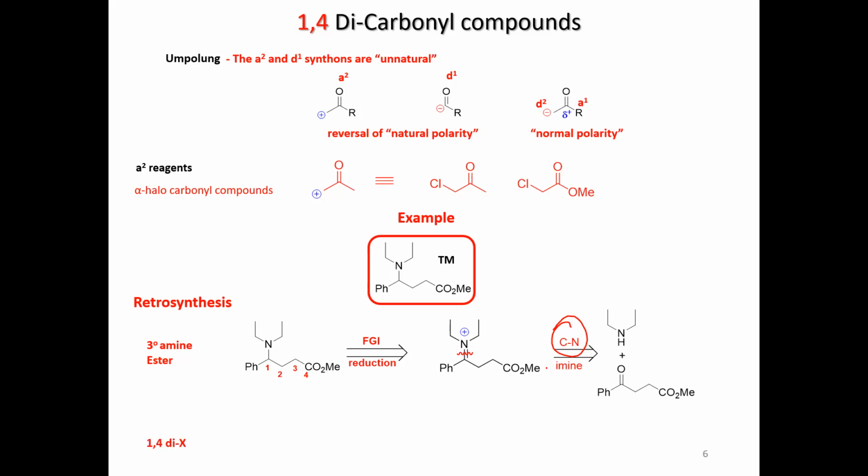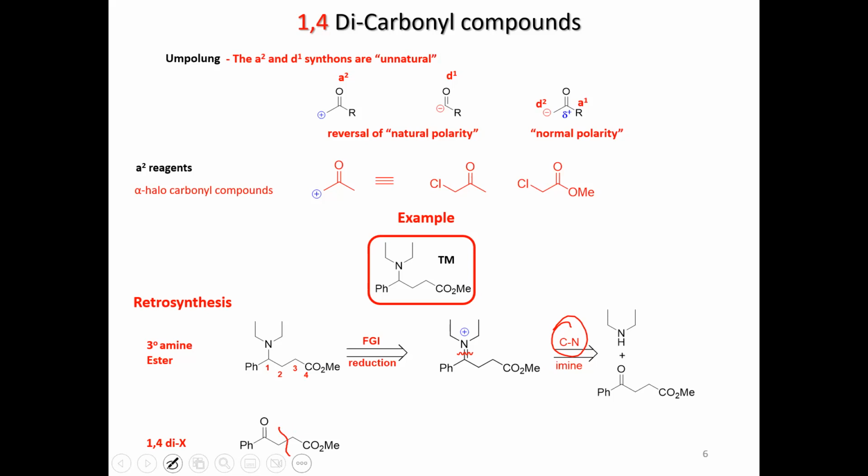Now you need to do the 1,4, because you have your 1,4 dicarbonyl species. So once you do your reductive amination, whenever you can disconnect a carbon-nitrogen bond, please do that. Then once you do that, you have to do that 1,4. How do you do the 1,4? There are not many ways you can cut, basically only here to do the 1,4.